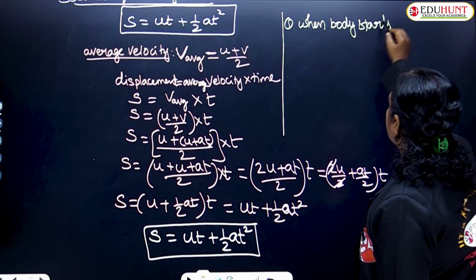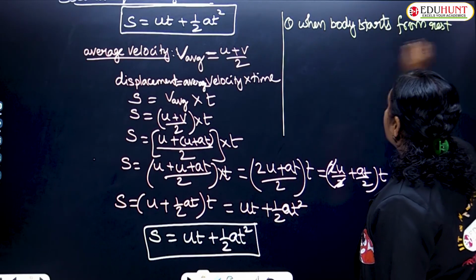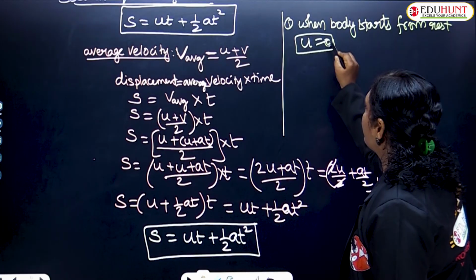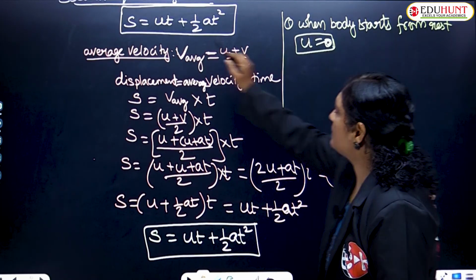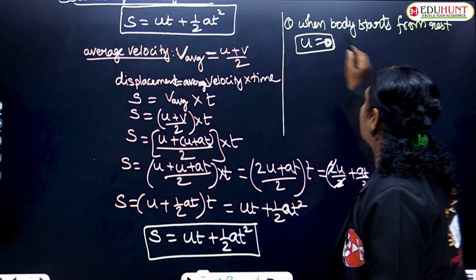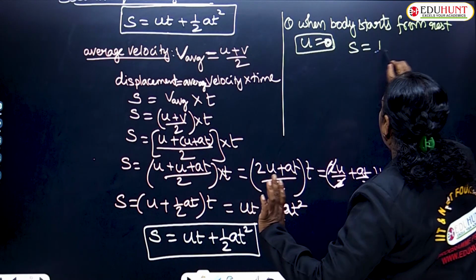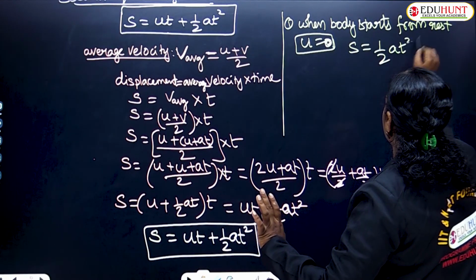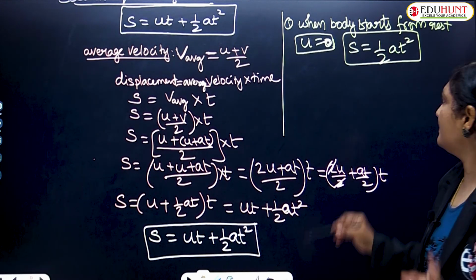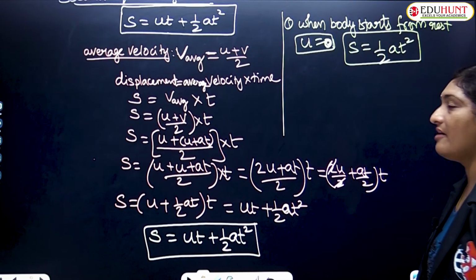then what is the condition, children? Whenever the body starts from rest, initial velocity u equals 0, and replacing u equals 0 in this equation, anything into t is 0, so s will equal half at square. Whenever a body starts from rest, then u equals 0 and s equals half at square.